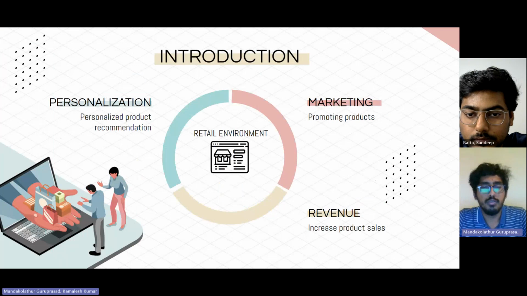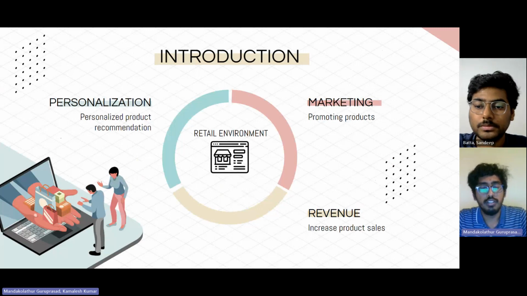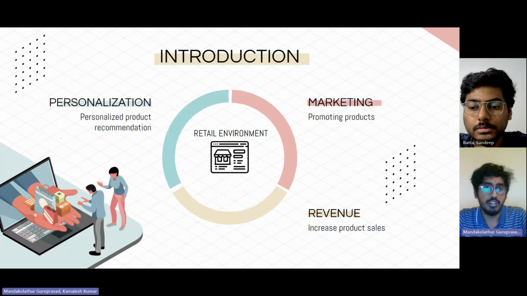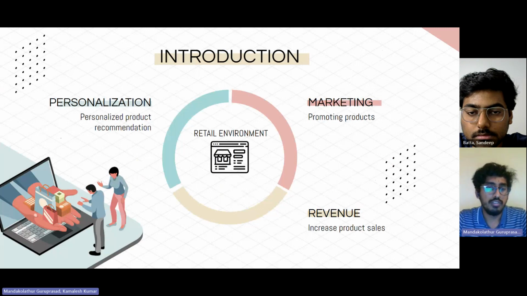So to begin with, today's retail market has become very competitive and very data driven. So there is a need for innovative techniques to elevate the market. We have just highlighted three aspects which our project is trying to achieve. First thing is personalization. We aim to provide personalized product recommendations to the customers based on their shopping behavior. And then with the use of association rule mining, we try to identify the patterns and then promote the recommended products to the customers. And our ultimate aim is to increase the revenue of the company by increasing the product sales.